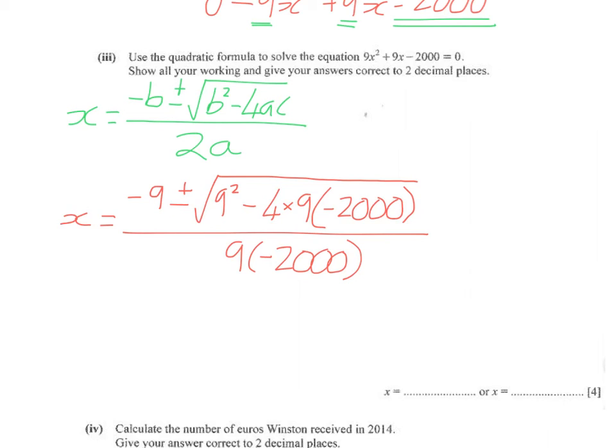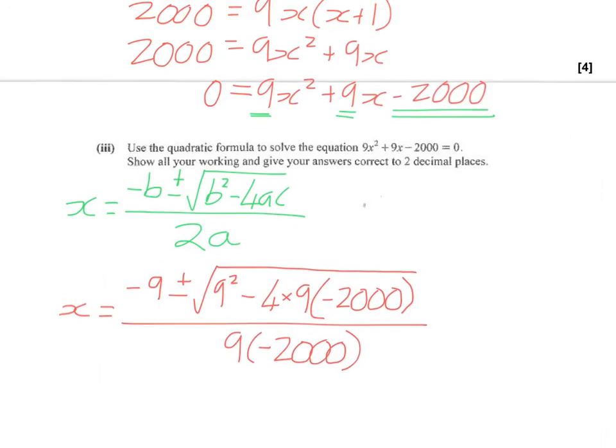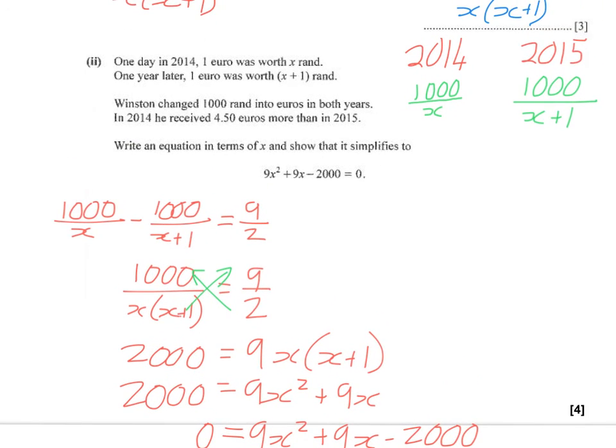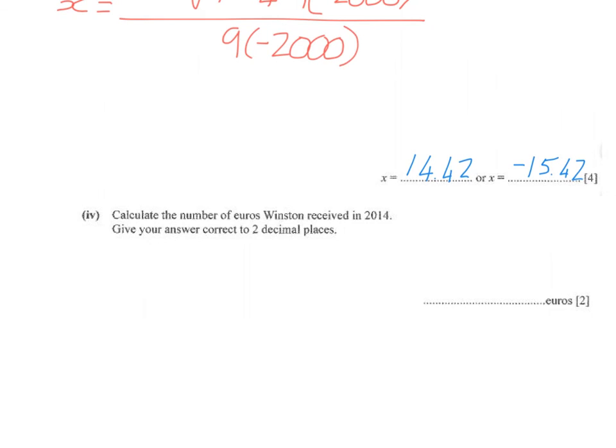I can either have a positive one, 14.42, or I can get negative 15.42. It then asks us to think about this, the number of euros Winston received in 2014. Well, let's think back to what we were talking about. What was X to begin with? X is how much a euro was worth in 2014. So, if we know a euro in 2014 was worth 14.42, I'm pretty sure a euro wasn't worth negative 15 rand. That would lead to some very strange economics. And Winston changed 1,000 of them.